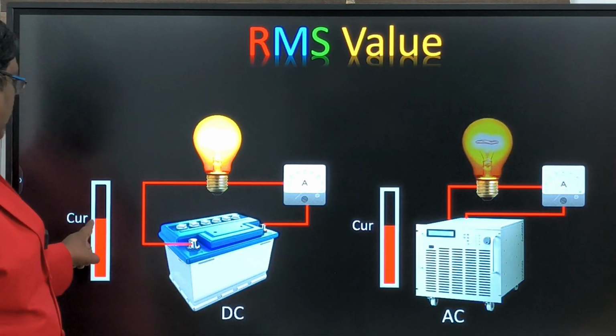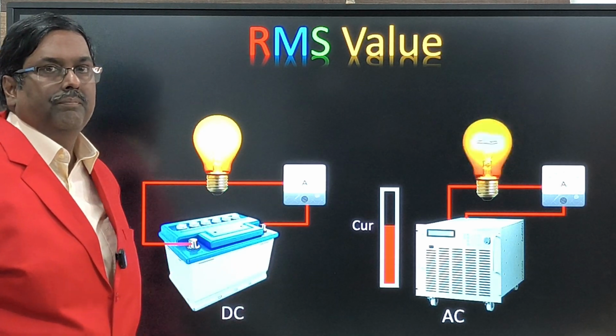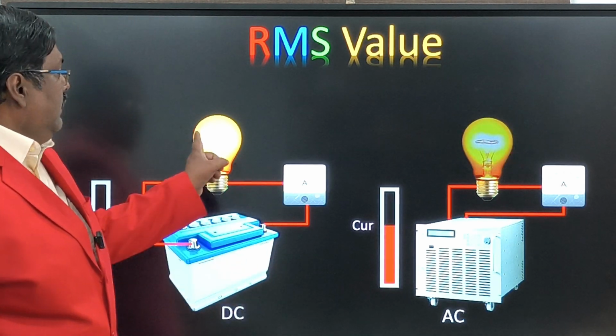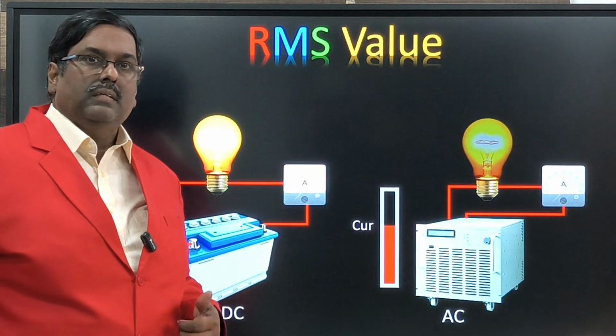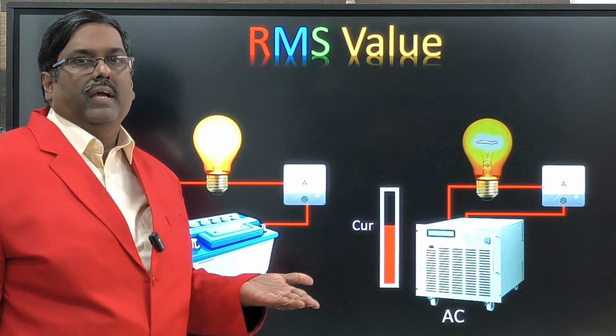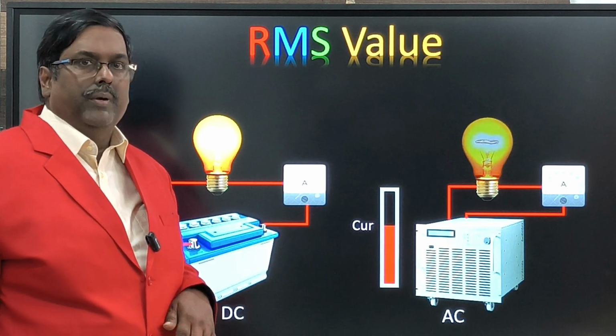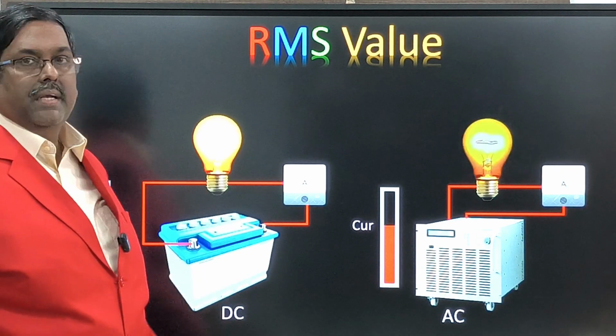You can see here, the same current we have given on both sides. But what is happening? The bulb is glowing, but this bulb is not glowing steadily. You know what the reason is? Because AC is not steady. Periodically it goes to 0, then goes in the negative direction, and then again comes to 0. That is why it is flickering. I made it just for understanding.